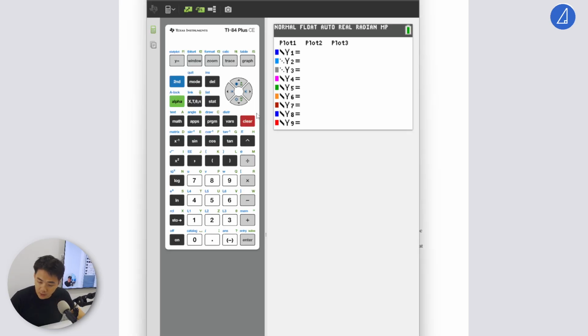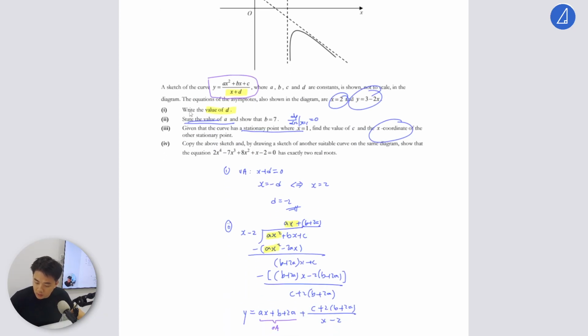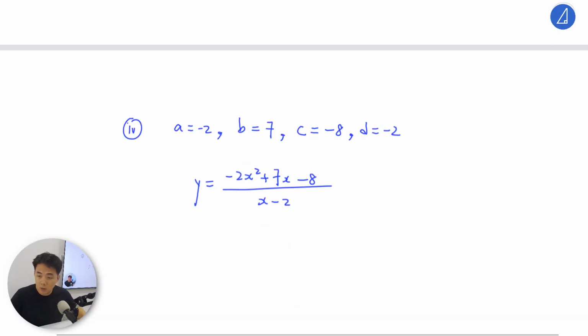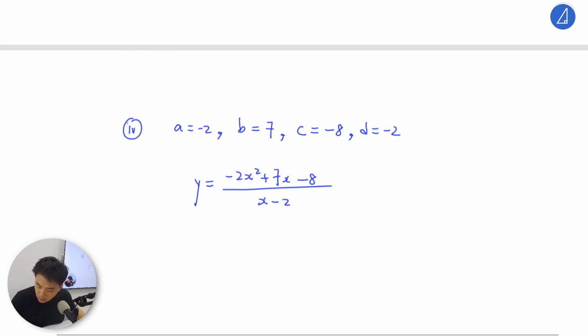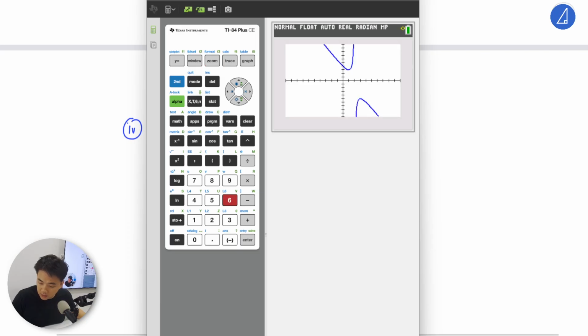So from here, I'm going to just put in all my values. So this guy here. Then we have A. A was A, B, C, and D. So negative 2x squared plus 7x minus 8. Then this will be x minus 2. Okay. Then when I do this, really, I'm just going to key in the calculator. Then I'm going to zoom standard. This is the graph I'm looking at.